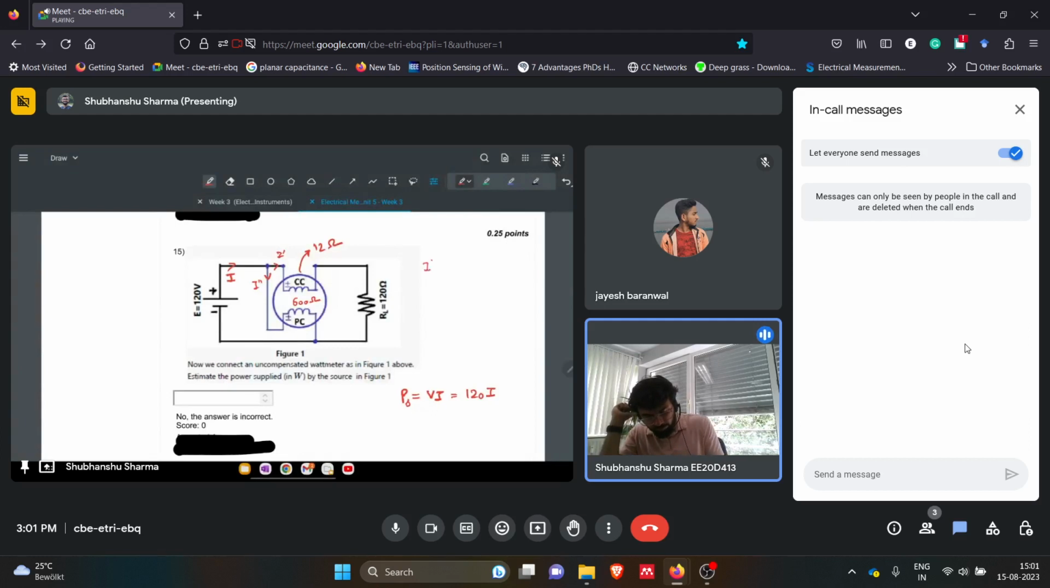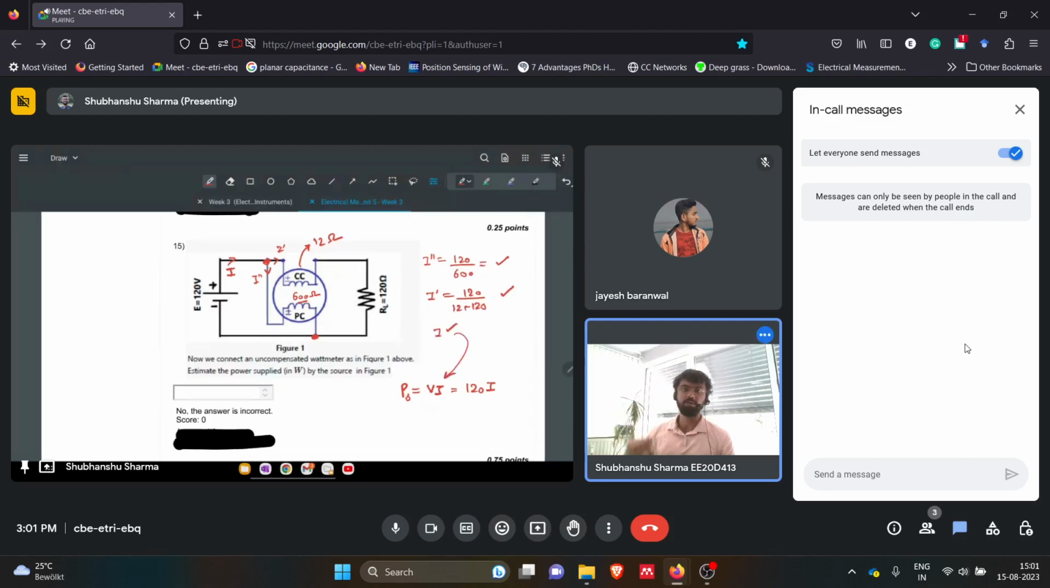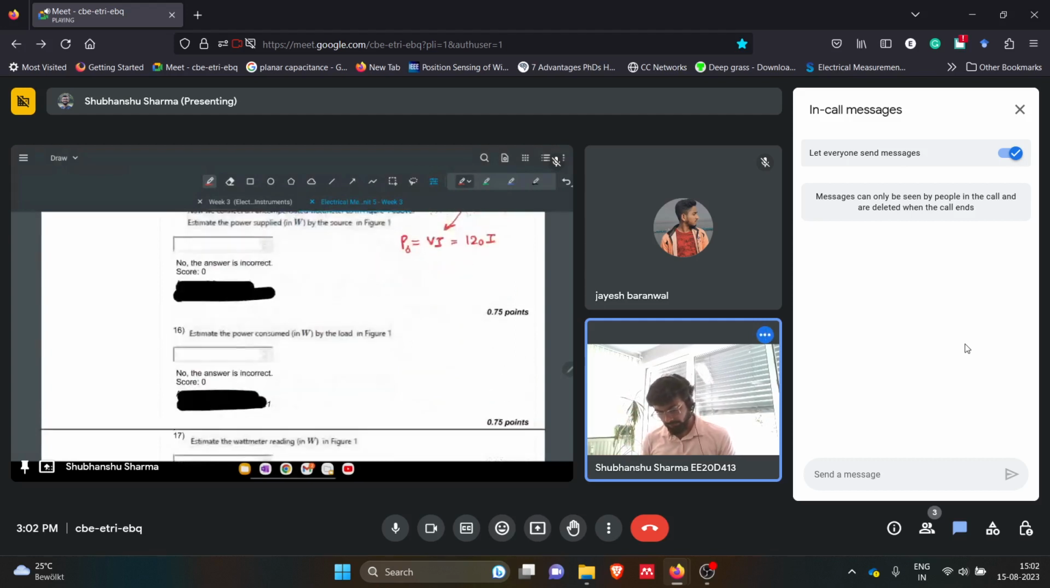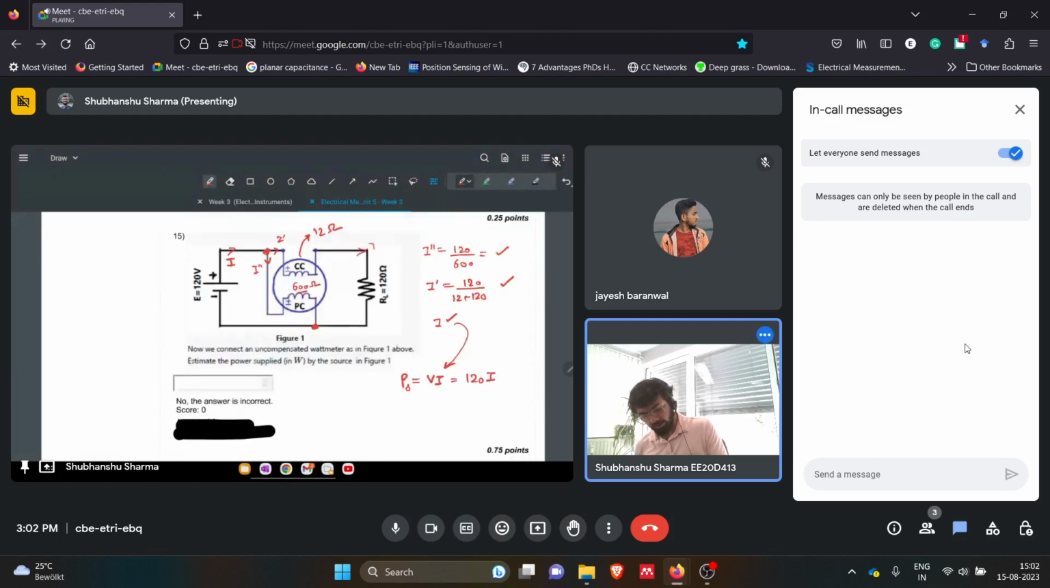We know what I double prime will be. The voltage across this is 120, so that will be 120 divided by the resistance of this coil, that is 600. And I prime will be, again we have this voltage 120 divided by the total resistance, that is 12 plus the load resistance 120. If we add both, we will get I, and we can put that in here and we'll get the answer. Okay, so estimate the power consumed by the load. The power consumed by the load, PL, will be the voltage across the load into the current across the load, that is I prime.